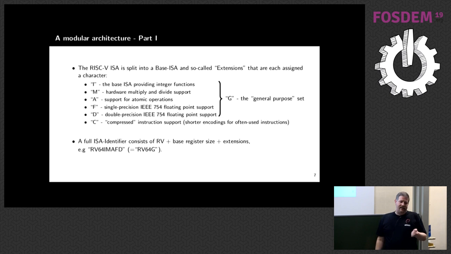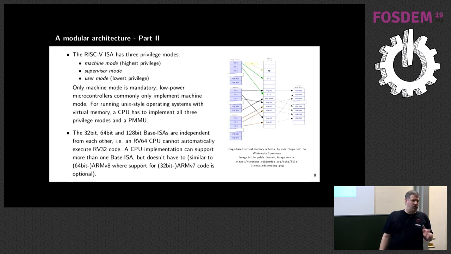The ISA has three privilege modes. Machine mode is the highest level. Microcontrollers usually only implement machine mode. If you want to run Linux or BSD, you need all three modes. The 32, 64, and 128-bit ISAs are actually independent from each other. That's probably strange to people who are used to Intel architecture, where every 64-bit CPU also runs 32-bit code. That's not the case on RISC-V. We have a similar effect on ARM64. ARM64 CPUs can optionally support 32-bit code, but they don't have to. And actually, there are quite a few ARM64 servers which only run 64-bit code and no 32-bit code.